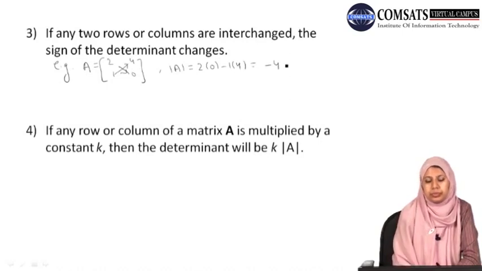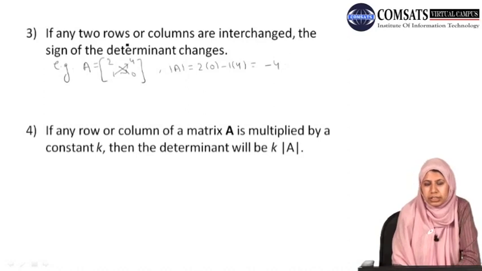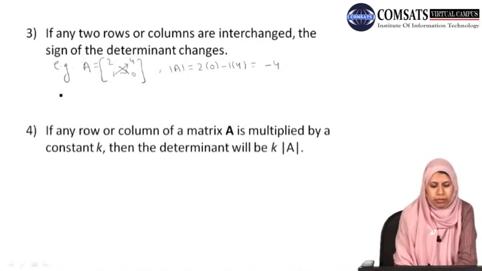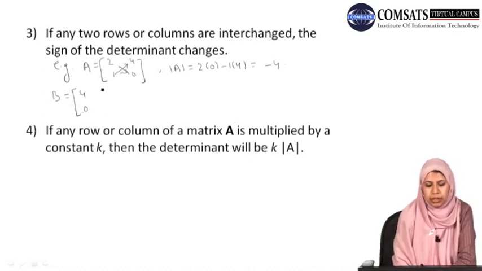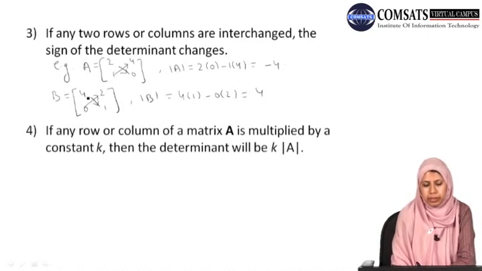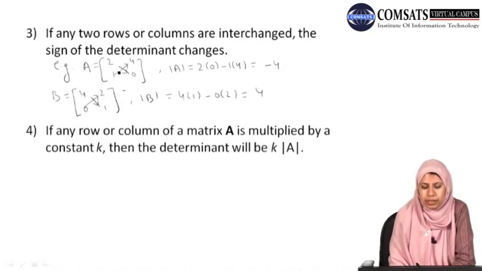which is -4. The property says that if we interchange any two rows or columns, for example, we obtain the matrix B by interchanging the columns. That is, the second column is written as the first one and the first column is written as the second column. Then the determinant of this matrix will be 4 into 1 minus 0 into 2, which is 4. If we look at our matrices A and B, in matrix B we have simply interchanged the columns of our matrix A.